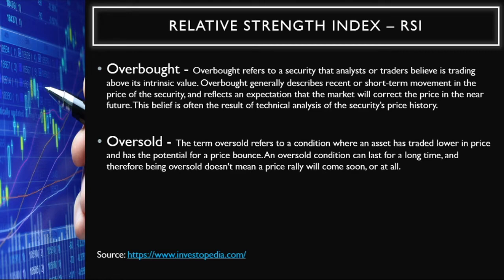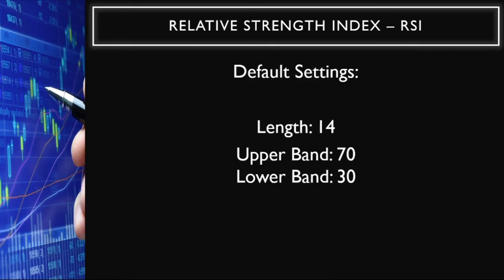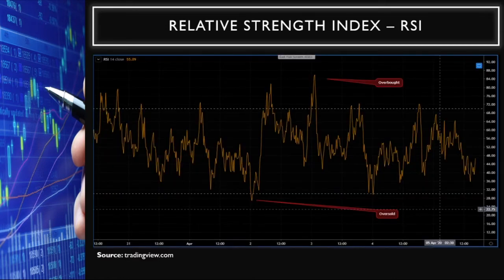But for the benefit of the new traders, the default settings of RSI, hindi rin natin ginagalaw yan. The length is 14, the upper band is 70, and the lower band is 30. This is how the RSI looks like. And if you notice, dito sa graph natin, yung mga price above 70% is considered na nag-overbought, while the price that goes below 30%, ito na yung sinasabi nating oversold.